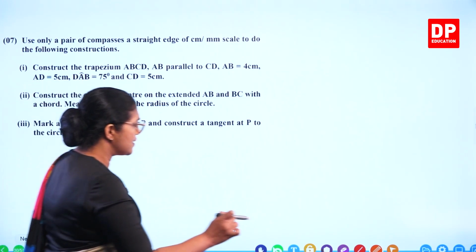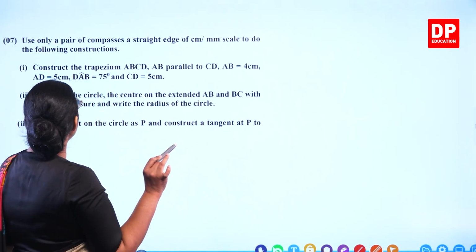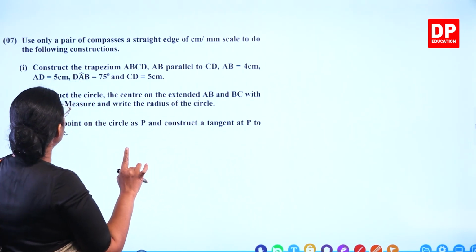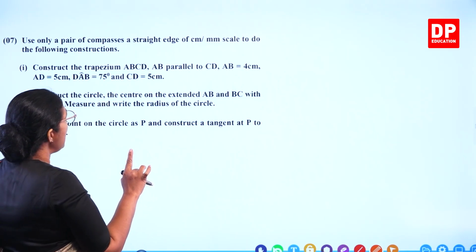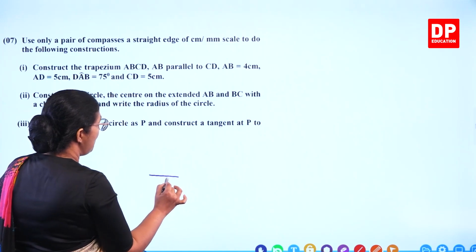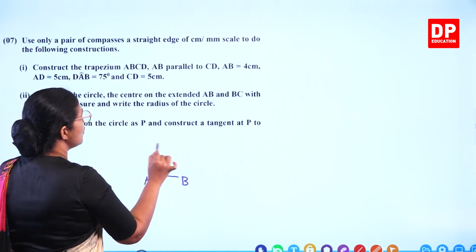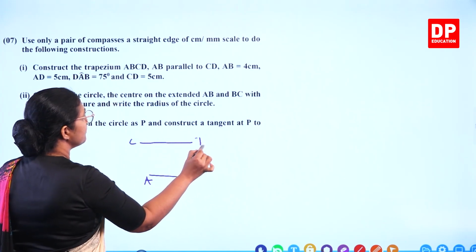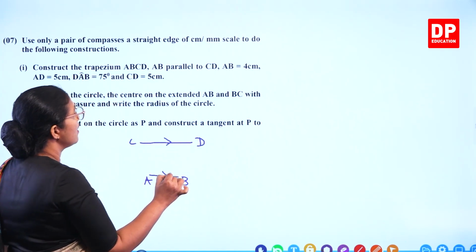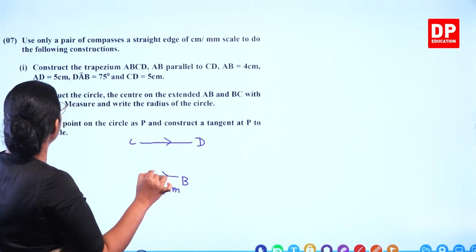So first we'll sketch it. What's the shape of the trapezium before we construct? ABCD. AB is parallel to CD. So we'll take AB, the other CD should be parallel. And AB is 4 centimeters. And AD.